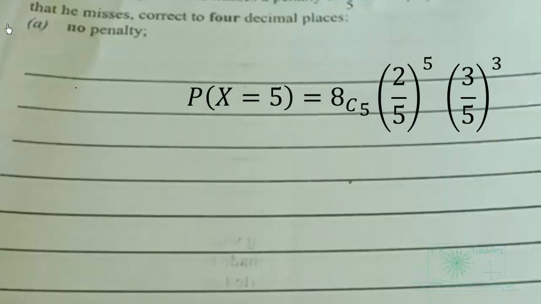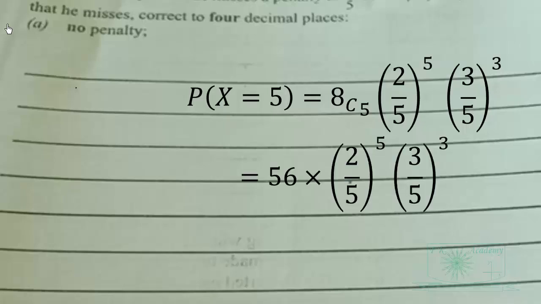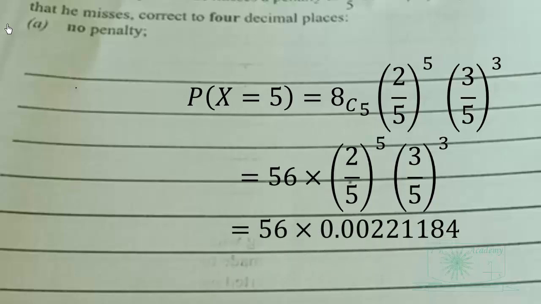The B part says exactly 5 penalties, so we plug in X equal 5, and that will give us 56 times 2 over 5 exponent 5 times 3 over 5 exponent 5. And that will give us 0.1239 to 4 decimal places.